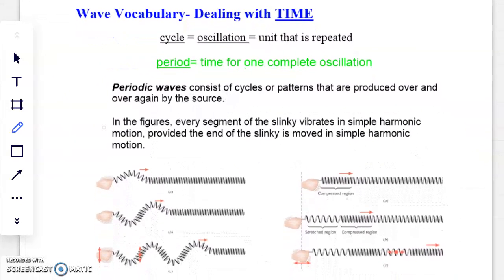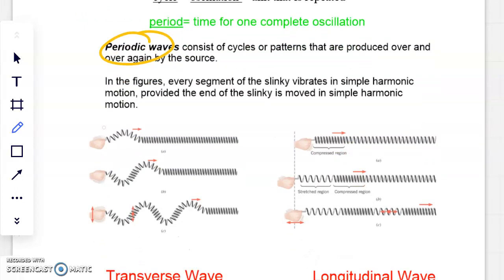We've had periodic motion before. A period, of course, is a time for a complete oscillation. If the waves are equally spaced out in time, like you're going to have when you're attached to a pendulum, or like you're going to have when you're attached to a simple harmonic oscillator, we'll call them periodic waves. They will be waves that are equally spaced out in time, not random.